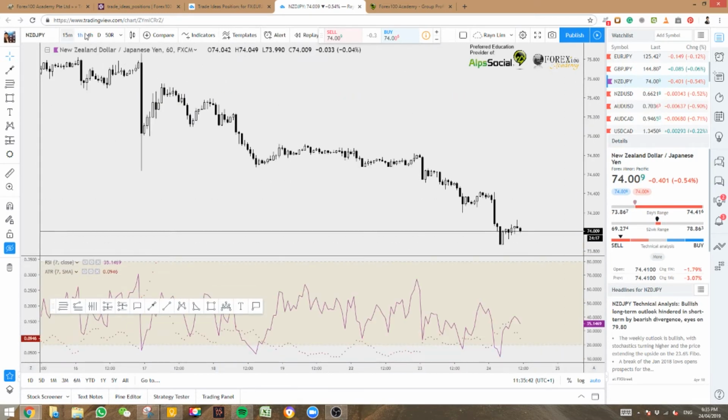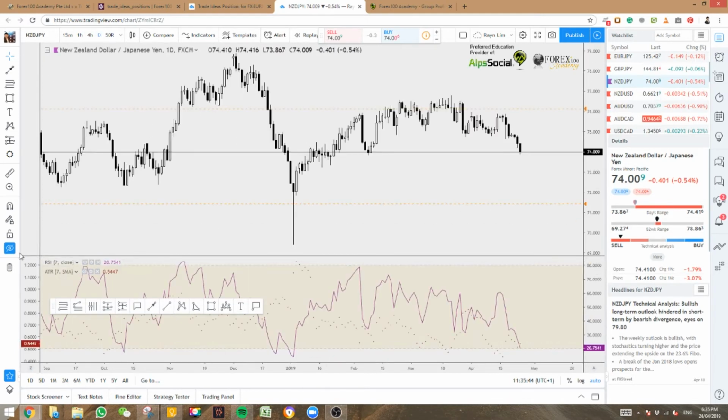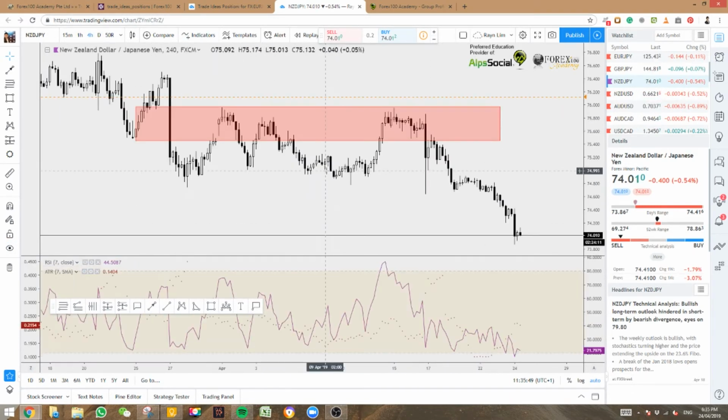H1, nothing much for me. On the daily chart, let me share my analysis. Alright, very clean movement. So we managed to streamline into this very small box for a selling opportunity. Alright, so let's see how the trade developed. To me, nothing much over here.